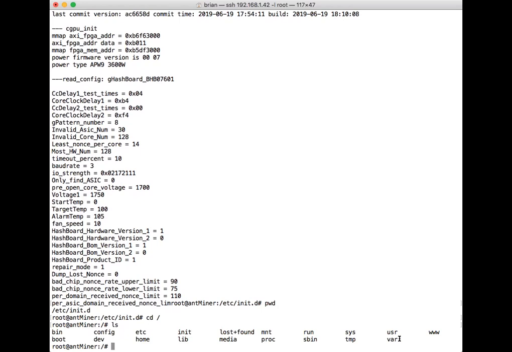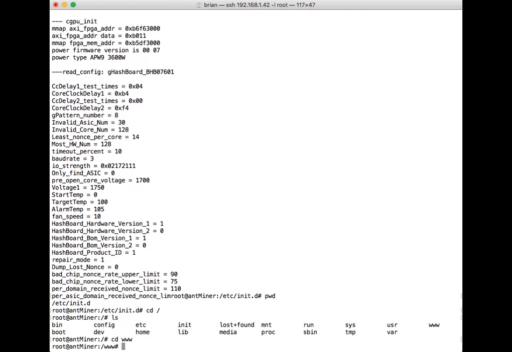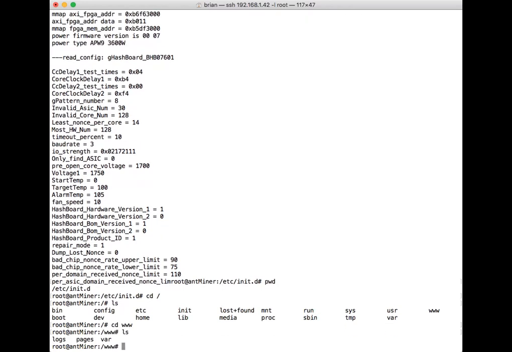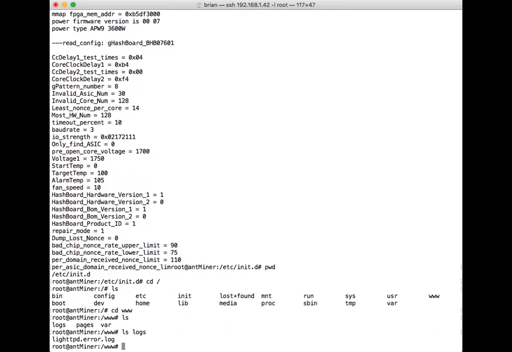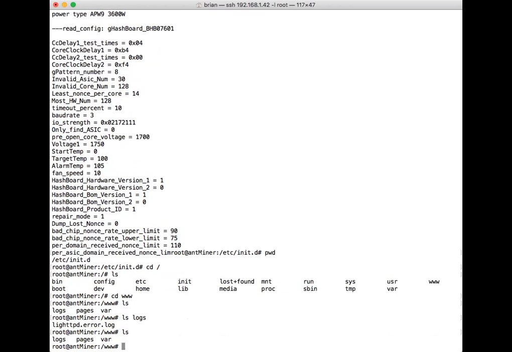And you see this folder, www. Well, this test fixture is running a web server, and you access it through the website. So I'm going to go down into that folder and take a look around. Logs, pages, and var. I looked in the logs and I said, well, maybe our output's there, but that's actually the web server log. So that's not where we want to go.